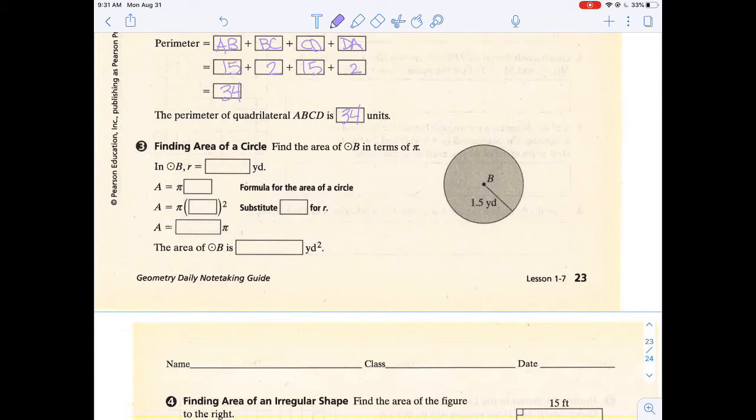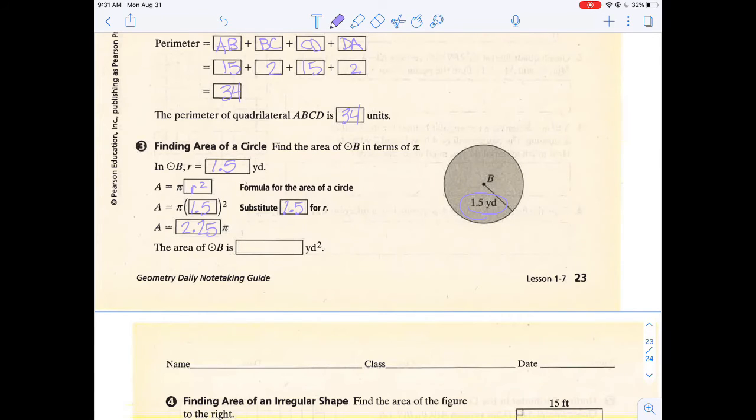All right, finding the area of a circle. So circle B, find the area of circle B in terms of pi. In circle B, the radius is 1.5 yards. And we know that area is pi r squared. So this is pi times 1.5 squared. All we did was substitute 1.5 for r. If we do 1.5 squared, we get 2.25 times pi.